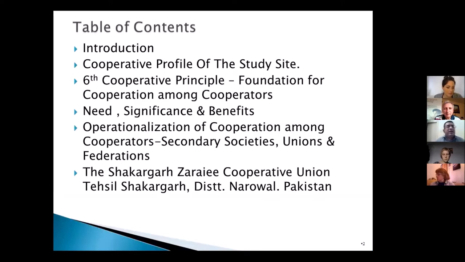So here, how will we proceed? We will start from the introduction, touching the cooperative profile of the study site. And we will discuss the six cooperative principles, which are the foundation for the cooperation among the cooperators. Then we will discuss the need, significance, and benefits of the cooperation among the cooperators. How the concept of cooperation among the cooperators can be operationalized through secondary societies, unions, and federations. Then we will focus on our case study, the Shakargarh Zaraiee Cooperative Union, Tehsil Shakargarh, District Narowal.